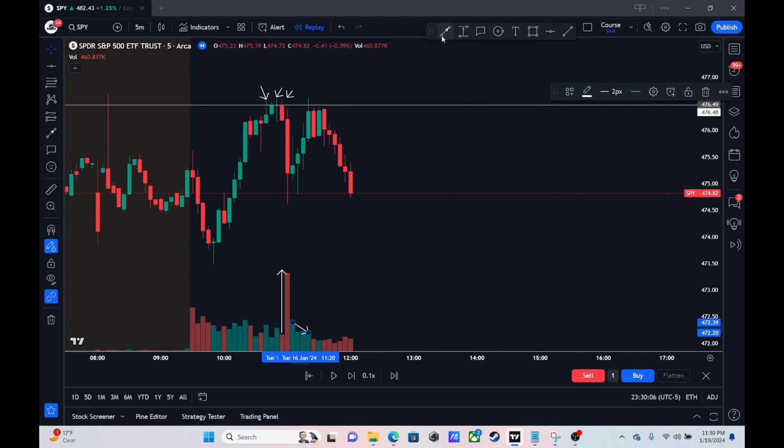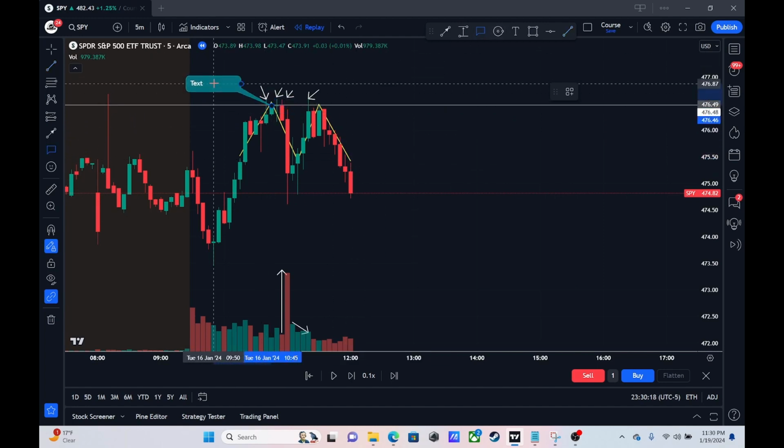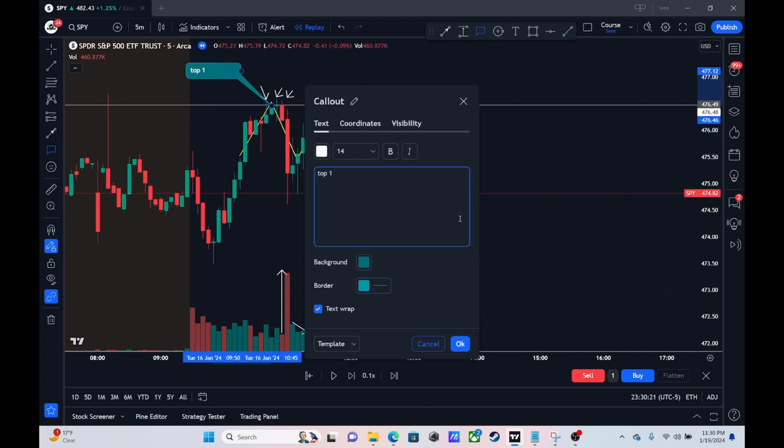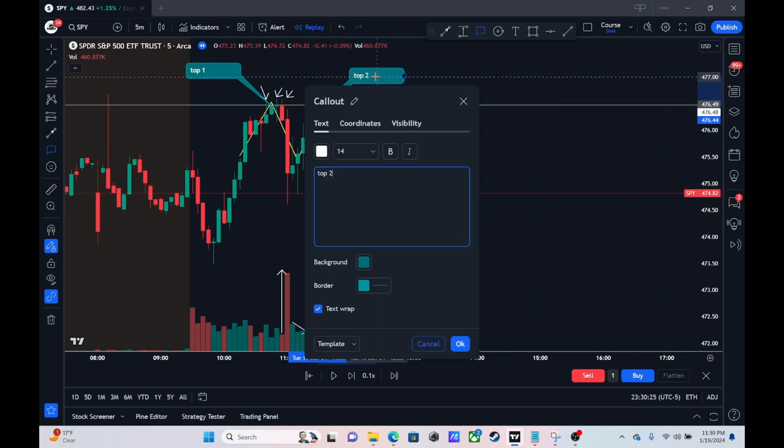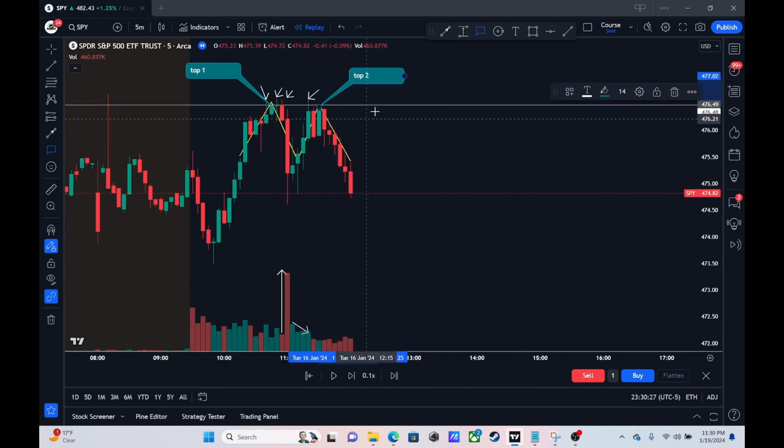Now you'll notice we fail another time to close above this, and that's when we start to reverse to the downside. And now you're starting to see this double pattern play out here. So this is going to be your top one, right? Because this is where double top comes from. And this is top two. So this double top pattern is beginning to play out here.